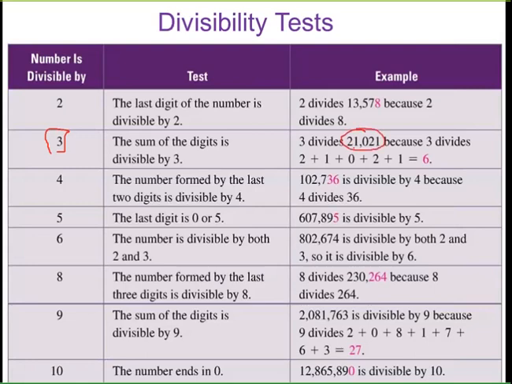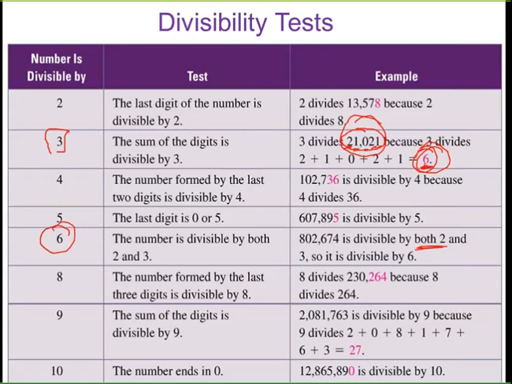So, for example, 21,021. If you add the digits, the 2, the 1, the 0, the 2, the 1, that equals 6. Because the sum is divisible by 3, and you always get a smaller number by summing the digits, then this big number is divisible by 3. It's a really cool trick, and it works for 6 also, but it's got to be divisible by both 2 and 3.